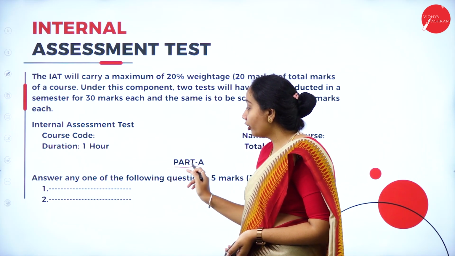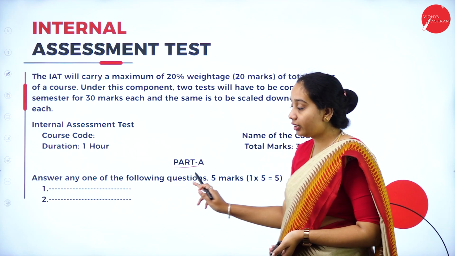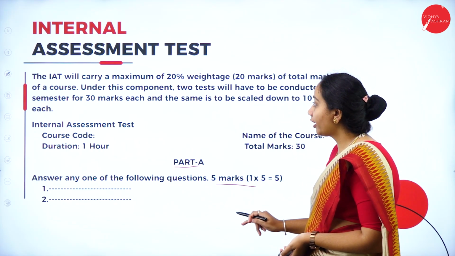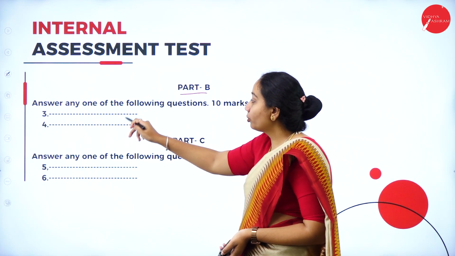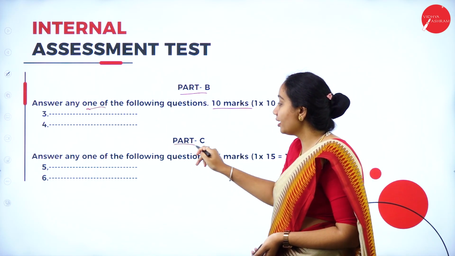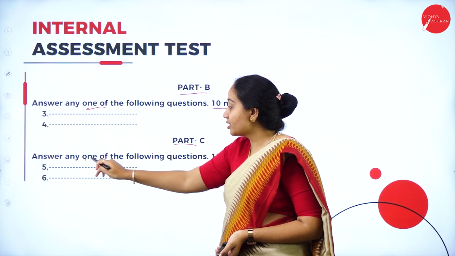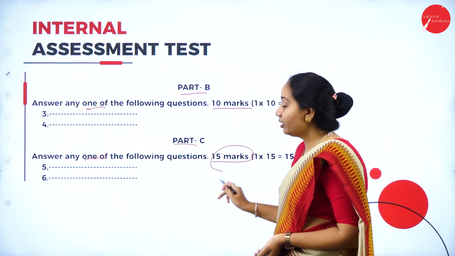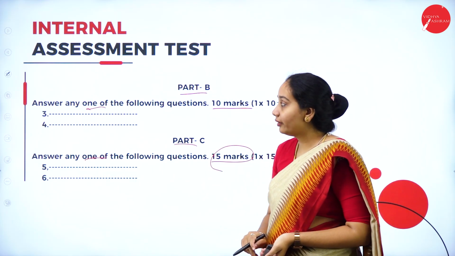In part A, you're going to have 2 questions and you should answer 1 question, and each question carries 5 marks. In part B, 2 questions will be given, answer any one, and each question carries 10 marks. In part C, 2 questions will be given, you should answer any one, and each question carries 15 marks. So totally it is for 30 marks.